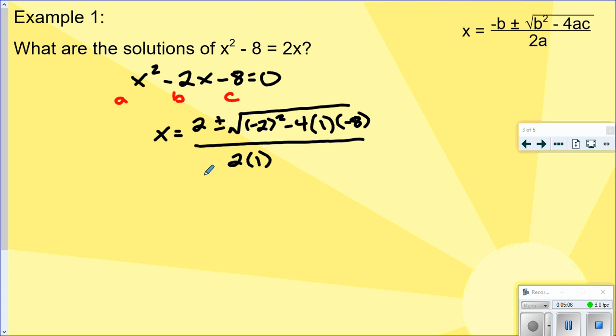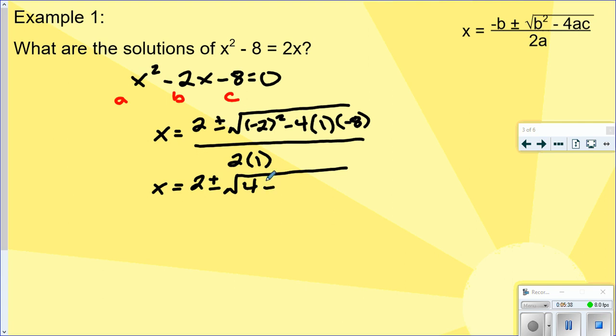And so now we're just going to go through this and do PEMDAS. We're going to work out what's under the square root here using PEMDAS. That means we're going to do the exponents, do the multiplication, and then do the subtraction. So let's go ahead and get started on that. So now I have 2 plus or minus the square root. I'm going to go ahead and do negative 2 squared, which would be positive 4.